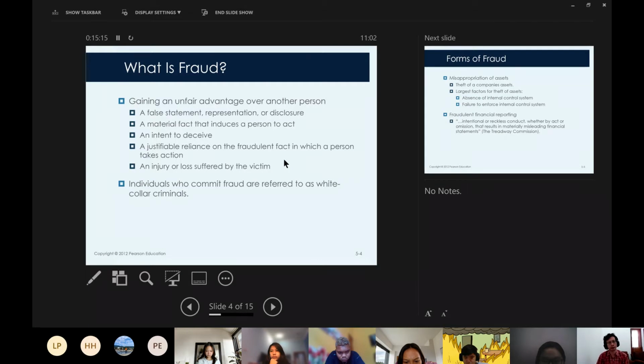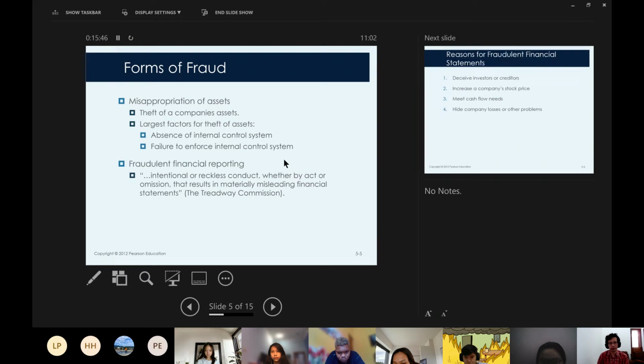So individuals who commit fraud are referred to as white-collar criminals. It means these are criminals not involving physical strength or physical power. You don't point a gun, you don't use a knife, you don't threaten violence to other people, but you persuade them, you manipulate the victim, things like that. Okay, so what are the forms of fraud?